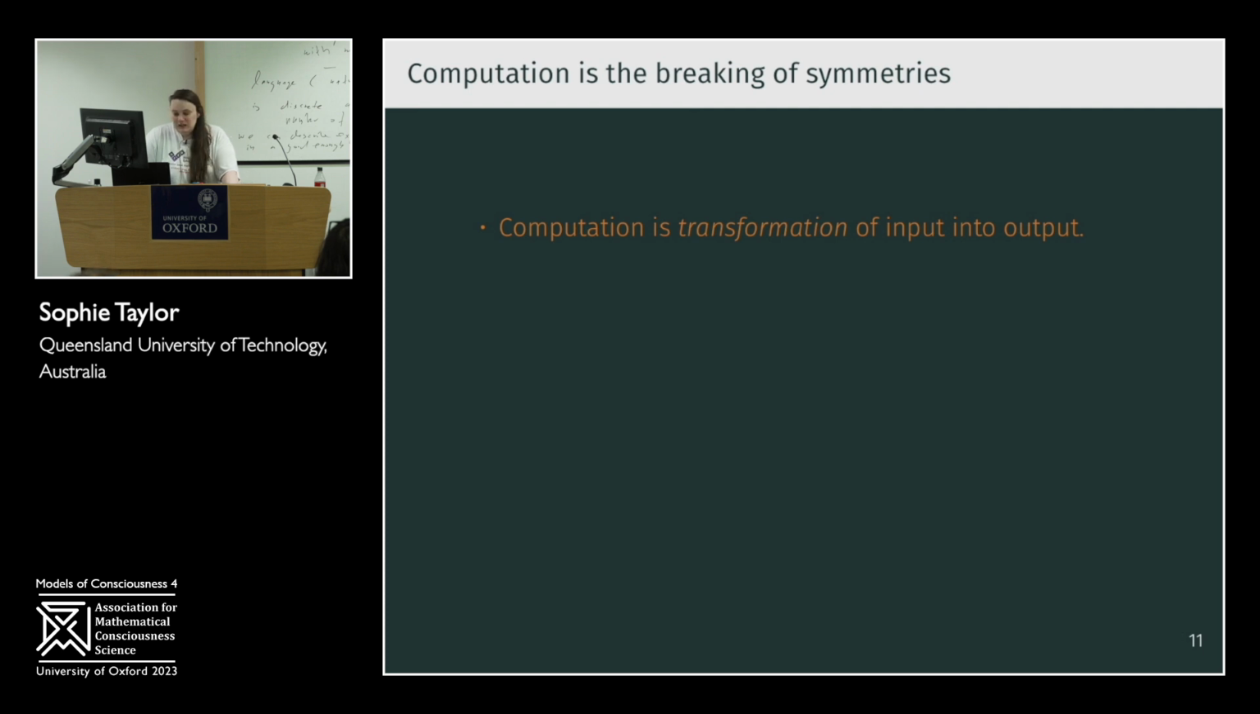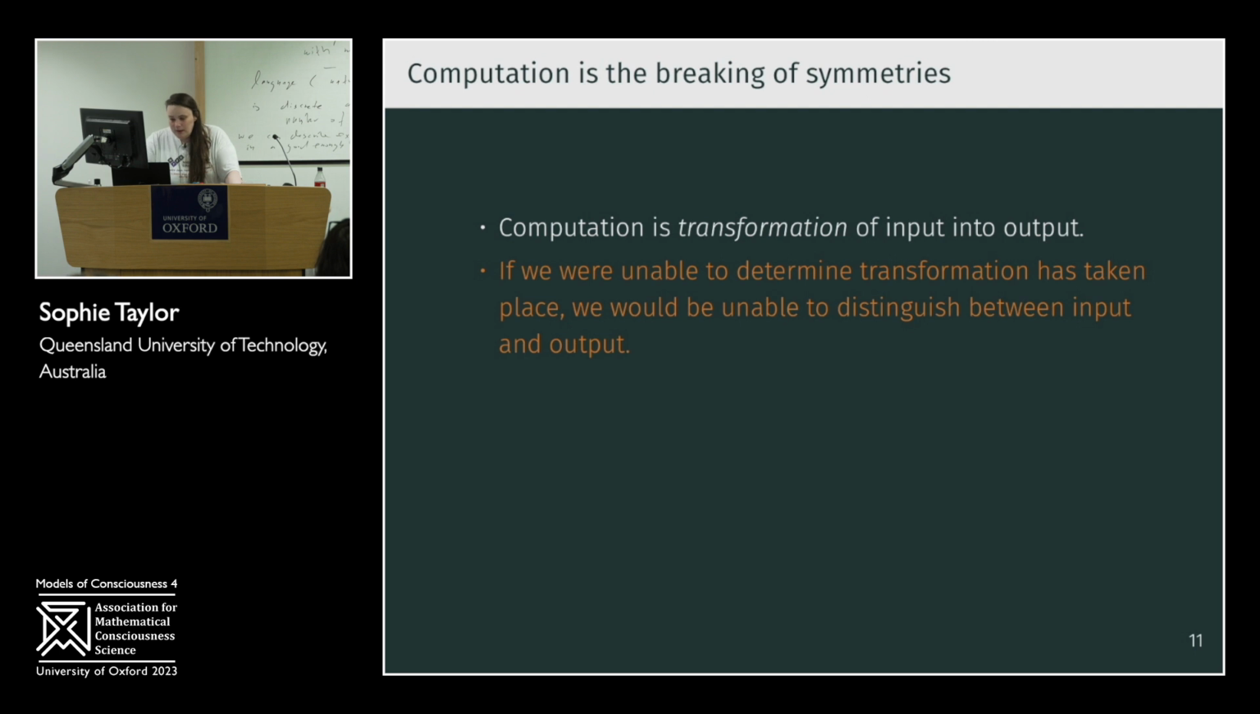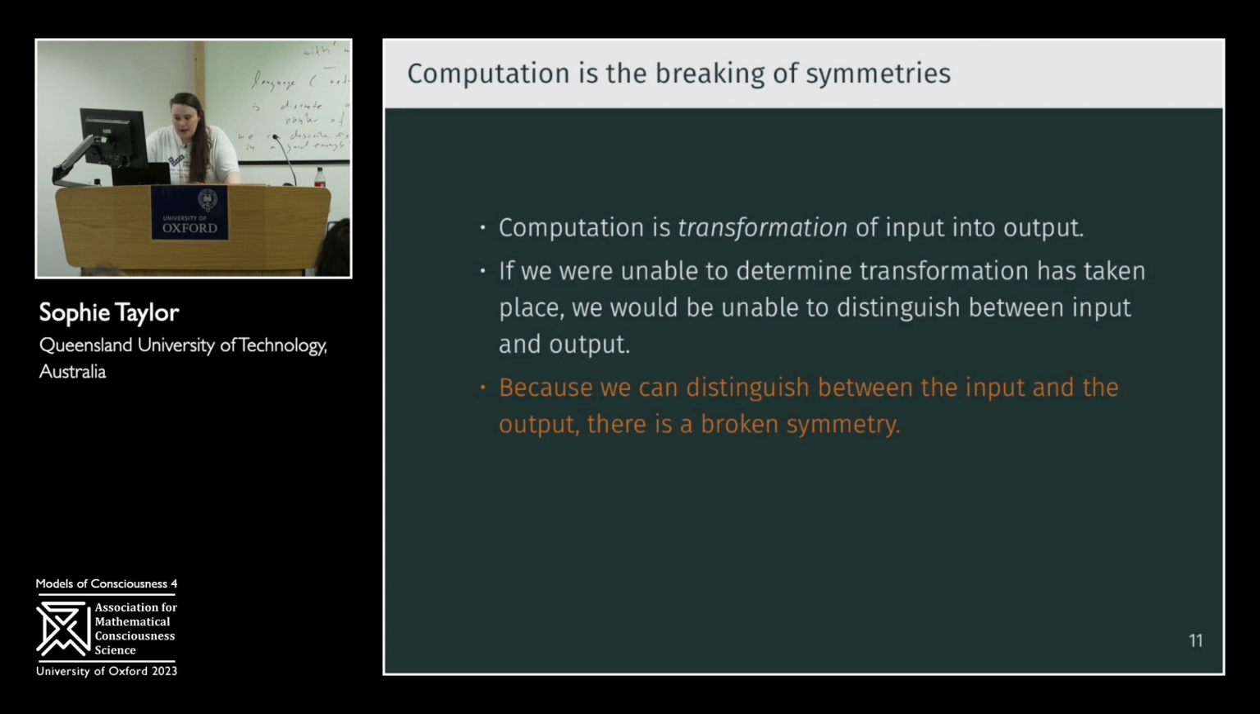If no transformation has taken place, then there would be, capital B, no input or output. Indeed, if we are unable to determine transformation has taken place, then we would be unable to distinguish between input and output. In general, we can distinguish between input and output, even in hypergraph or compact closed categories where there's no inherent directionality of input and output. We can distinguish between the morphism inputs and outputs. There is, therefore, a broken symmetry.